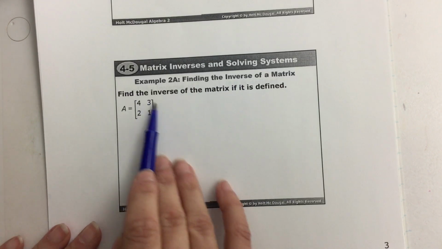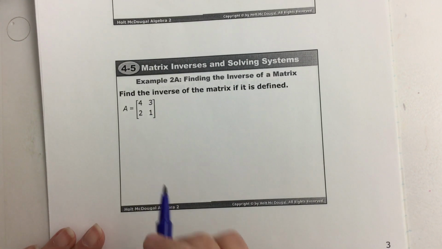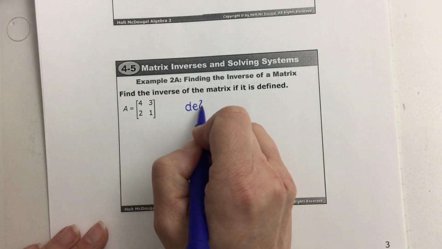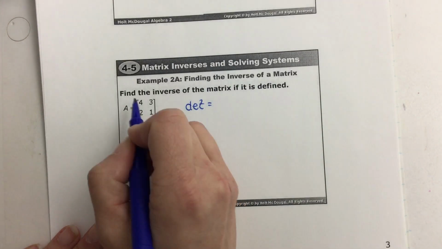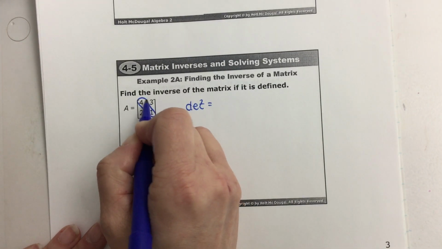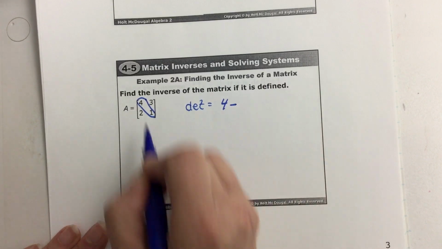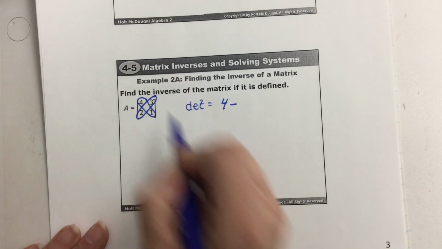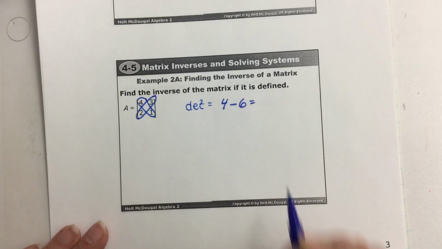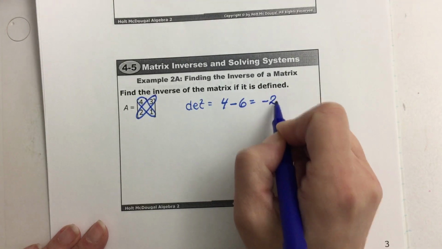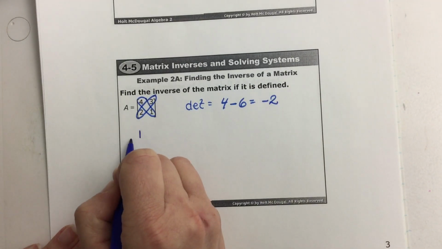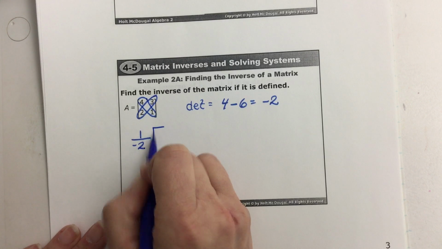So if this is my matrix and you want to find the inverse, step 1 is you have to figure out what is the determinant. So 4 times 1 is 4, minus 2 times 3 is 6. 4 minus 6 is a negative 2. So it's 1 over negative 2.